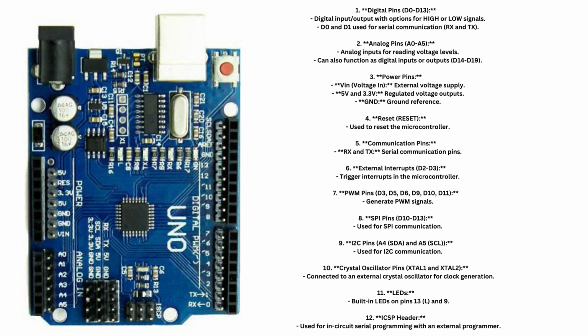7. PWM pins, D3, D5, D6, D9, D10, D11, generate PWM signals. 8. SPI pins, D10 to D13, used for SPI communication. 9. I2C pins, A4, SDA, and A5, SCL, used for I2C communication.